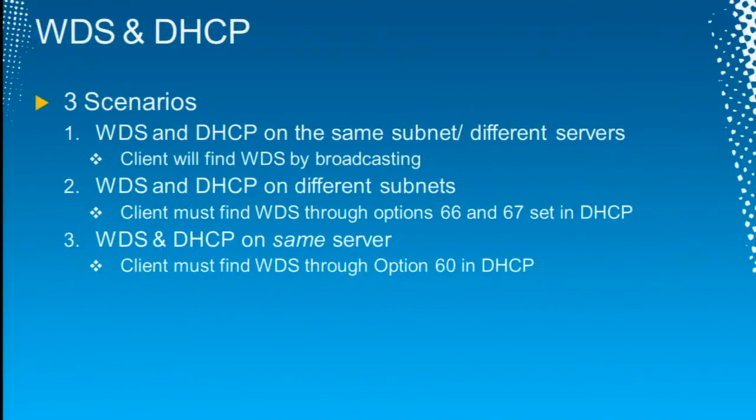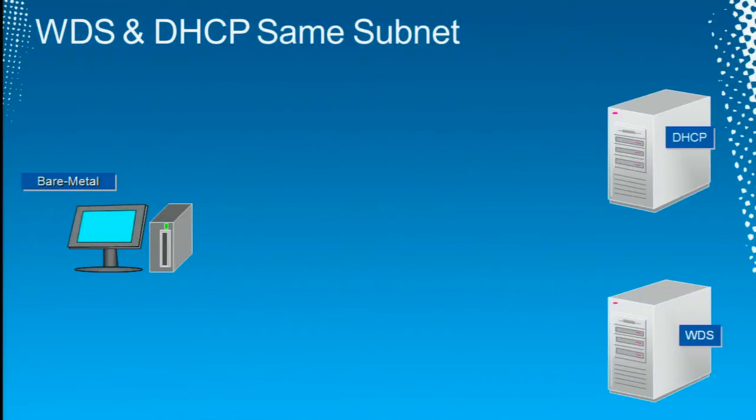But we do have 3 scenarios. WDS and DHCP on the same subnet, different servers. WDS and DHCP on different subnets, and WDS and DHCP on the same server. I didn't tell you the whole story, so I'll tell you the whole story. First of all, we're going to start with different servers on the same subnet.